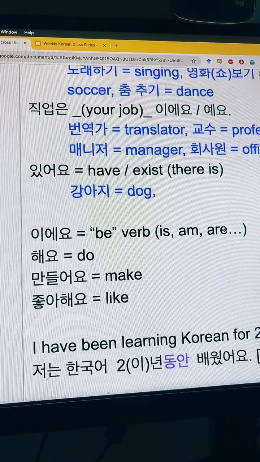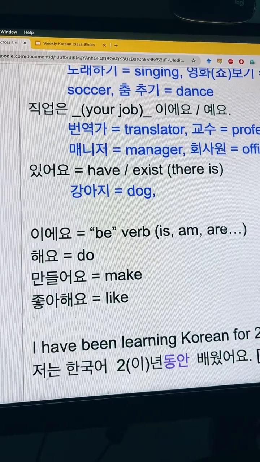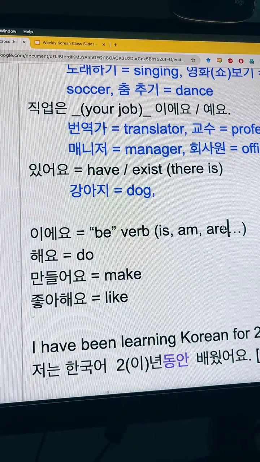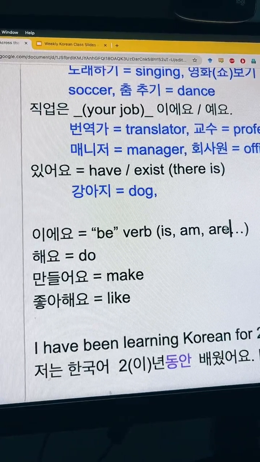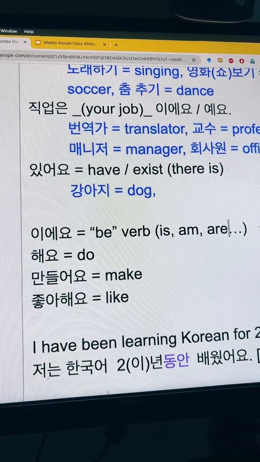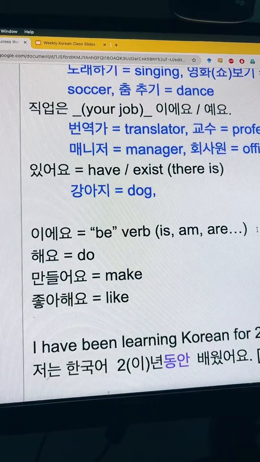Yes, Bria, particles are not easy. I think it's also because in the English language, we don't have things like the particle. So that's why it's not easy for learners who are non-Korean to learn.